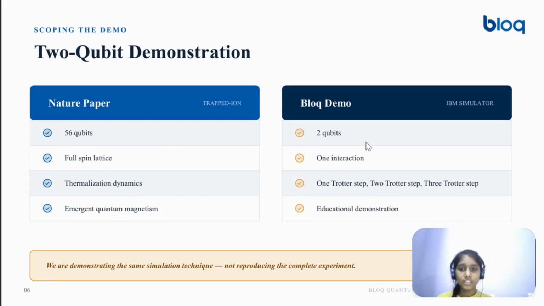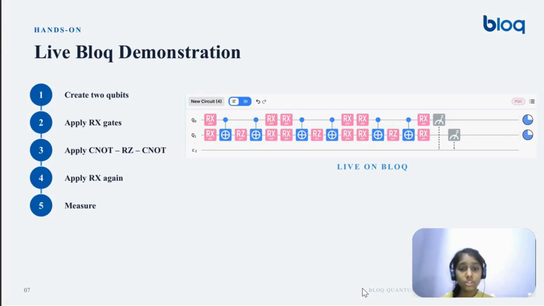In this Nature paper, they implemented it using 56 qubits, but we will be using only 2 qubits. They simulated the full spin lattice, but here I'll show just one interaction, and we'll see how it works for one Trotter step, two Trotter steps, and then three Trotter steps. We are just demonstrating the same simulation technique, not trying to reproduce the complete experiment. So now let's move to the Bloq platform and see how we can build this circuit.